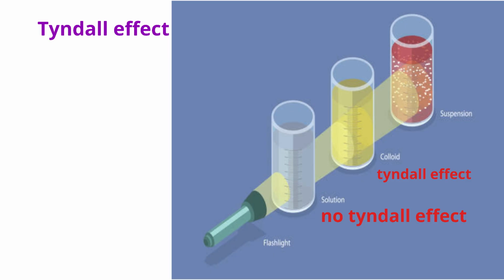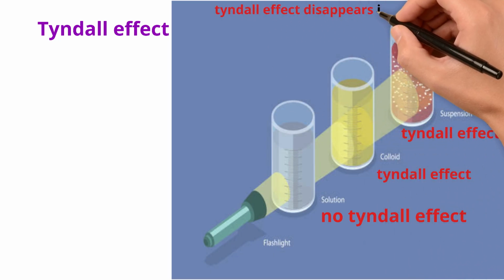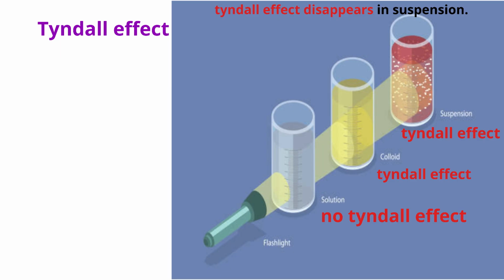But when we allow a beam of light to pass through a colloid, the colloid scatters the beam of light. Because of this, both the light as well as the particles are observed in the colloid. As a result, the Tyndall effect is observed in a colloid. Again, when we pass a beam of light through a suspension, the suspension scatters the beam of light and we observe the scattered light and the particles of the suspension. Therefore, we observe the Tyndall effect in a suspension.